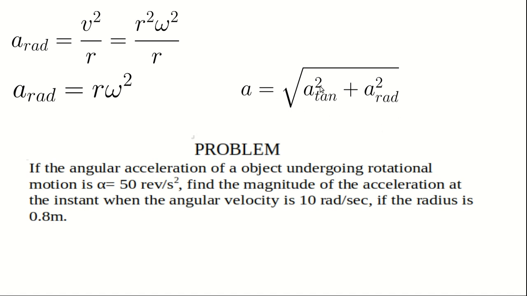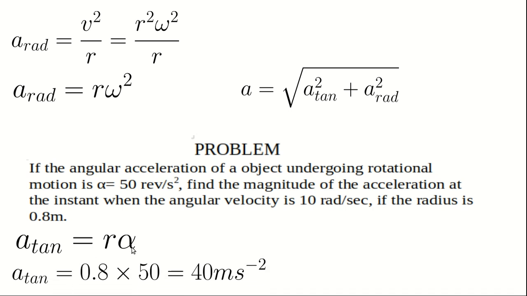Depending on which one we want to find first, we know that the tangential acceleration is alpha times r, and since we are given alpha, we'll multiply by r. The tangential acceleration is given by alpha r, and we know our r to be 0.8, and the angular acceleration is given by 50. When we resolve, that gives us 40 meters per second squared.